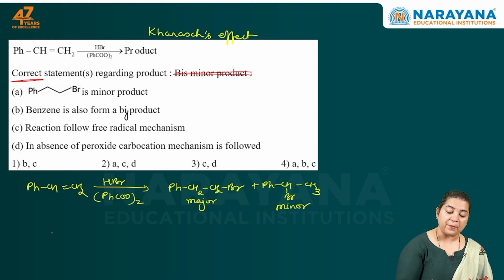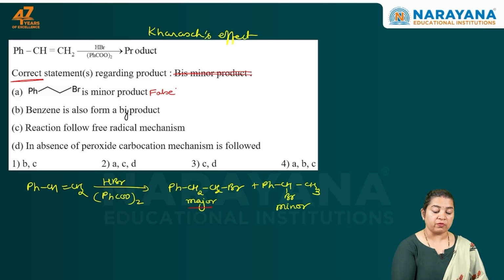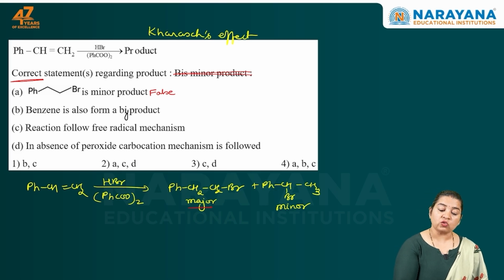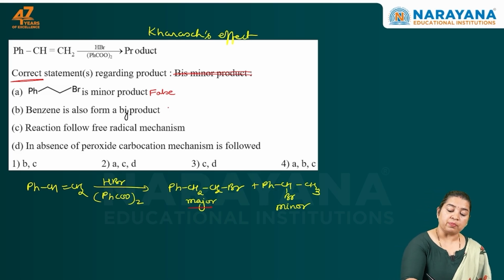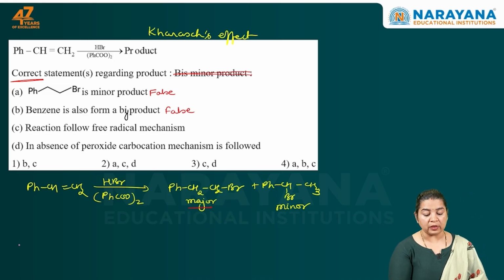PhCHBrCH2 is a minor product? No, it is a major product. So this is a false statement for us. B, benzene is also formed as a byproduct. That is totally false. There is no benzene formation here, right?